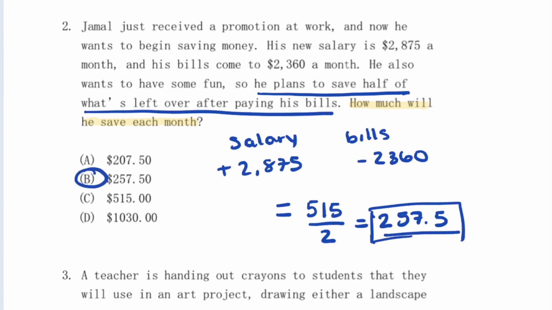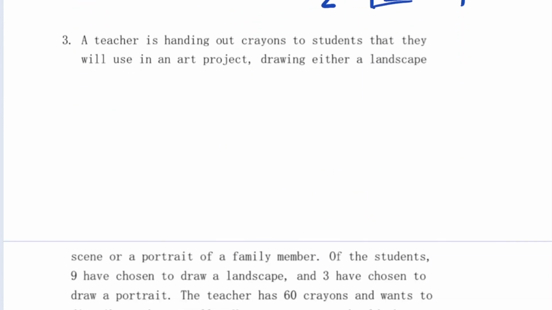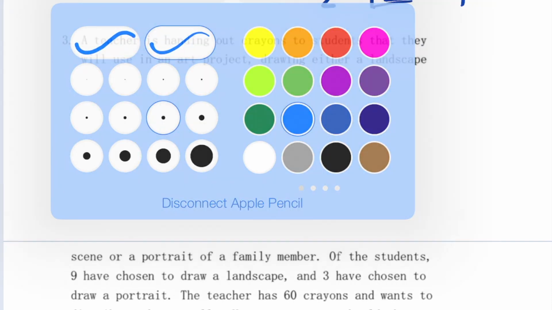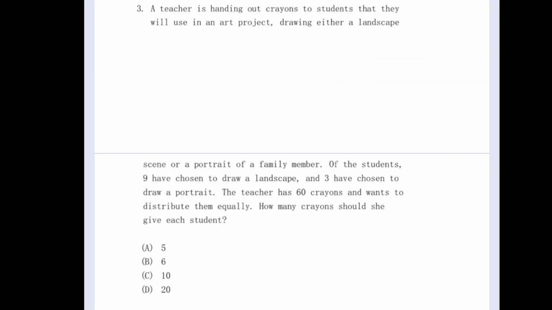The next question, a teacher is handing out crayons to students that they will use in an art project, drawing either a landscape scene or a portrait of a family member. Of the students, 9 have chosen to draw the landscape, 3 have chosen to draw the portrait, and the teacher has 60 crayons and wants to distribute them equally. So again, super wordy. So let's underline or highlight what the main question is, which is how many crayons should she give each student?